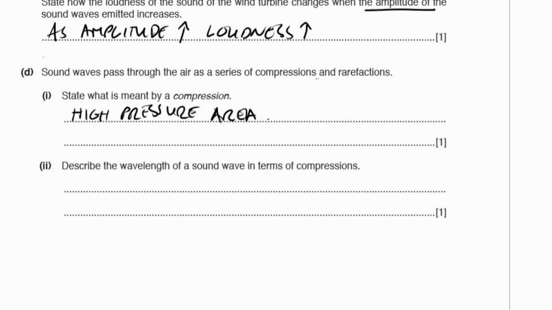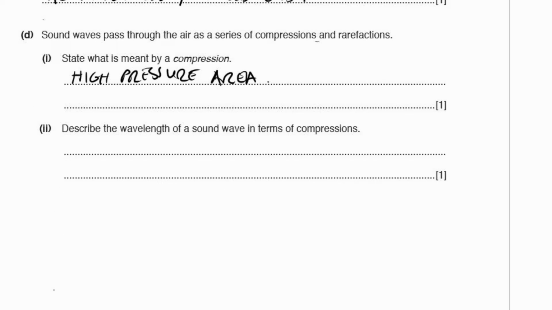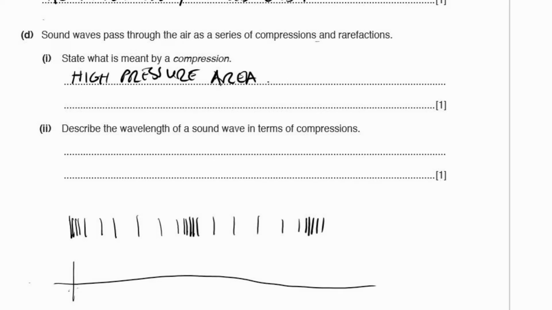Just do a little diagram down here so I can explain it. Let's put 5 together for a compression. 1, 2, 3, 4, 5. Then 5 further apart. Then 5 together. Then 5 further apart. Then 5 together again. If I was to draw this as a wave, what this represents would be like this.